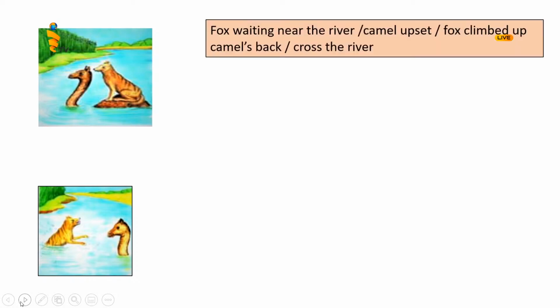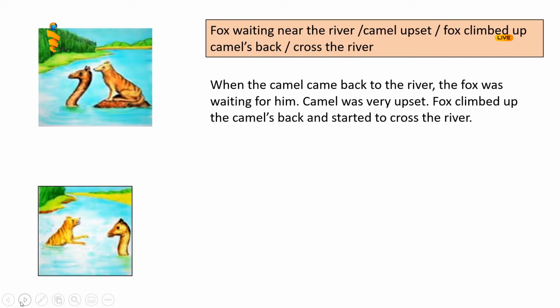So these are my words and phrases: fox waiting near the river, camel upset, fox climbed up camel's back, cross the river. So let's construct some sentences with these words and phrases. When the camel came back to the river, the fox was waiting for him. Camel was very upset. Fox climbed up the camel's back and started to cross the river.